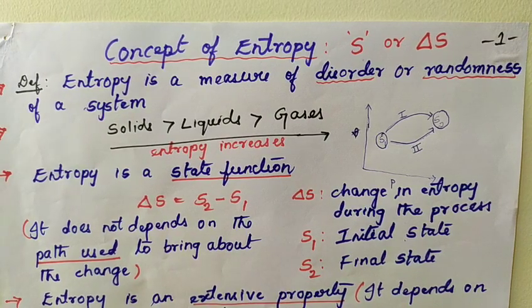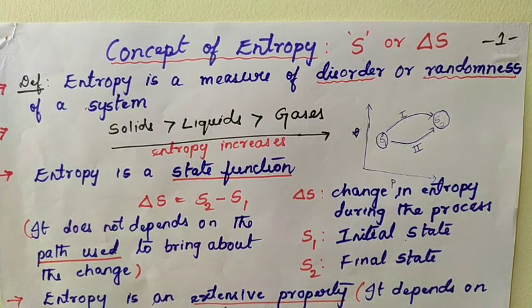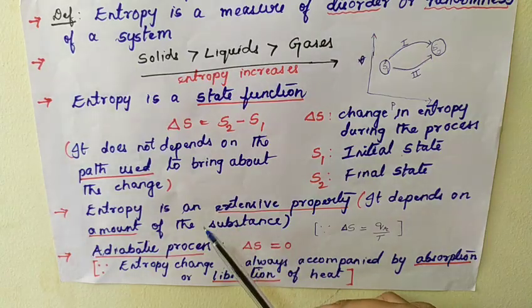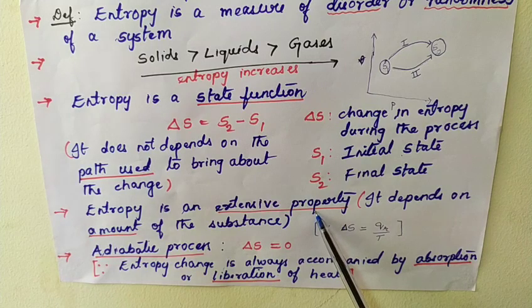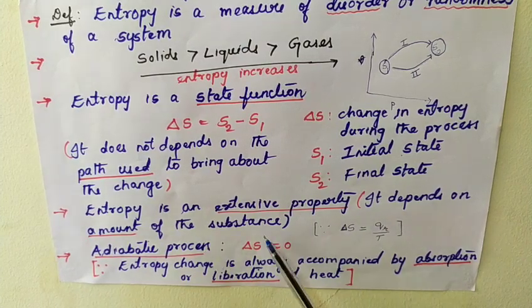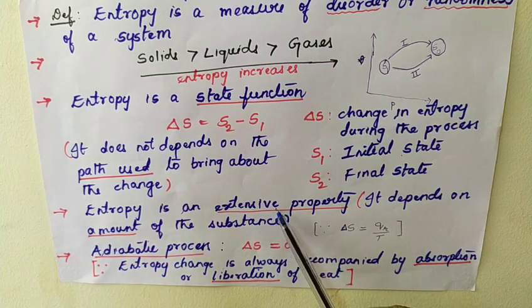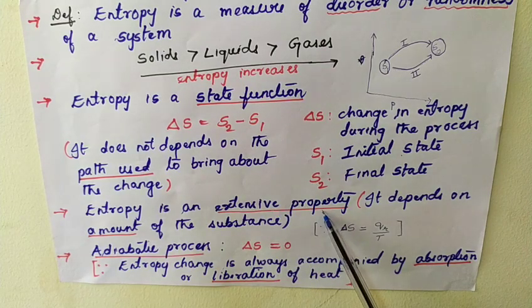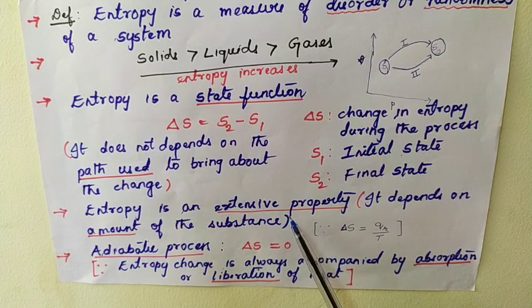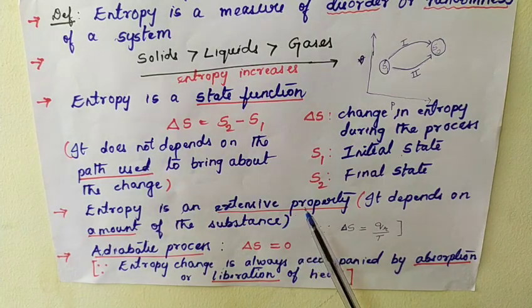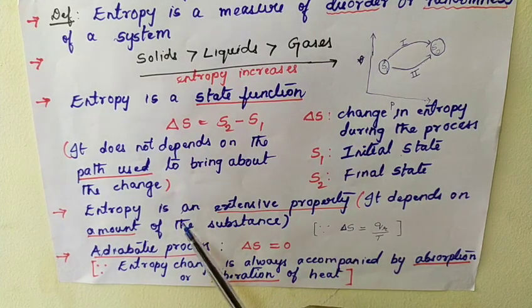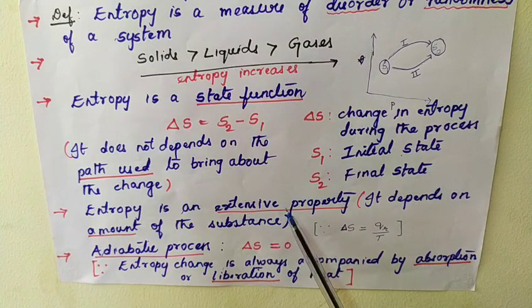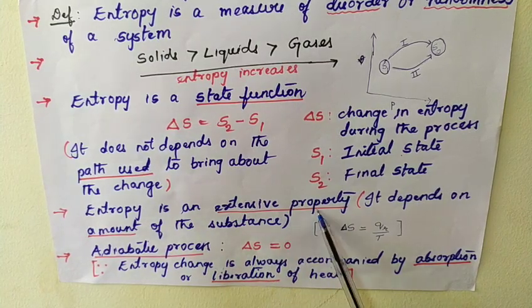The third point is that entropy is an extensive property, which means it depends on the amount of the substance. Mass and volume are examples of extensive properties. Surface tension and viscosity are intensive properties. Since entropy depends on the mass or the volume, it is an extensive property.